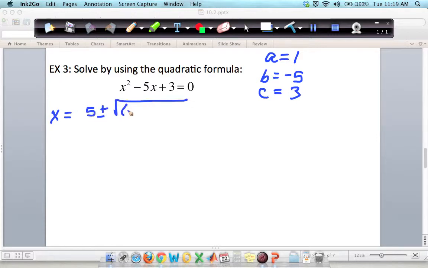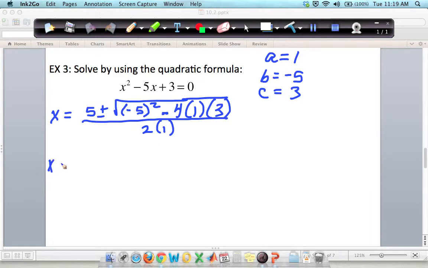You don't always have b being negative, but every example we've had so far it is. So -5 squared minus 4 times a times c all over 2 times a. Let's simplify. So when you put this into your calculator, it's 25 minus 12, you should get 13.